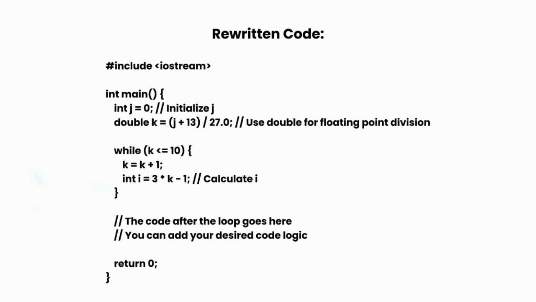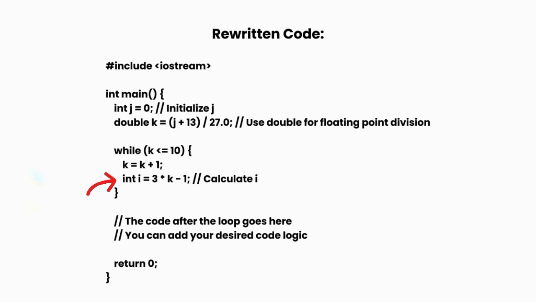Our program then starts a while loop that will continue to execute as long as k is less than or equal to 10. Inside the loop, k is incremented by 1. This ensures that eventually k will exceed 10 and the loop will terminate.